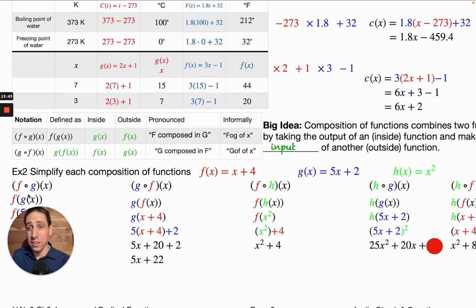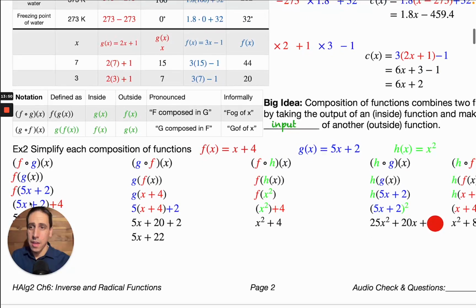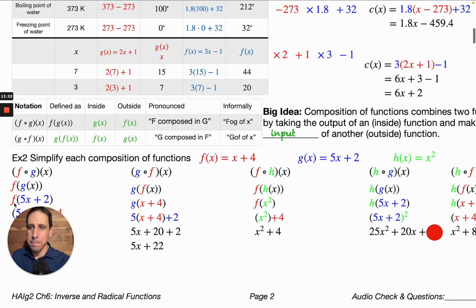So it might give you something like this, f of g of x. I think the easiest thing to do is just write it how it's really defined. It is defined as f is the outside function, g is the inside function. And so what is the inside function, g of x? Well, it's really just 5x plus 2. I'm getting that from the instructions.